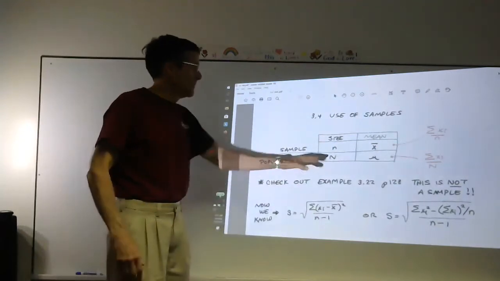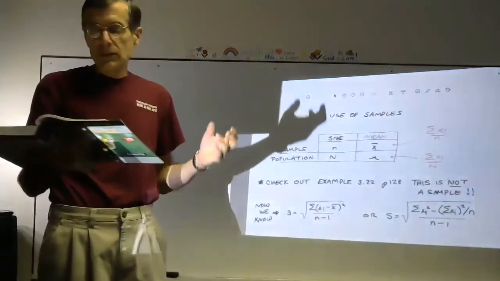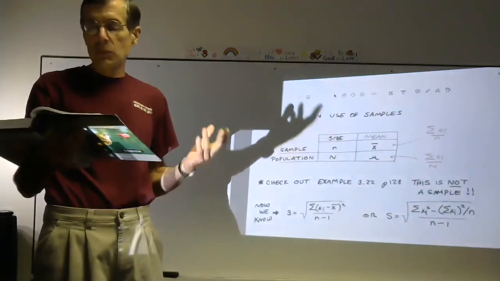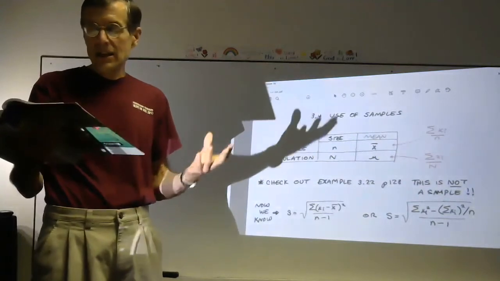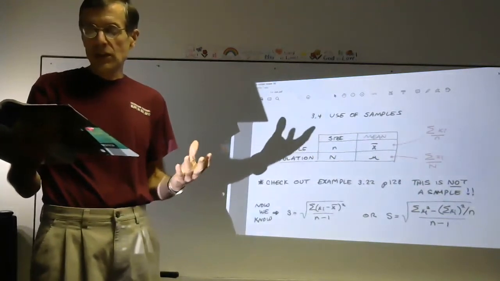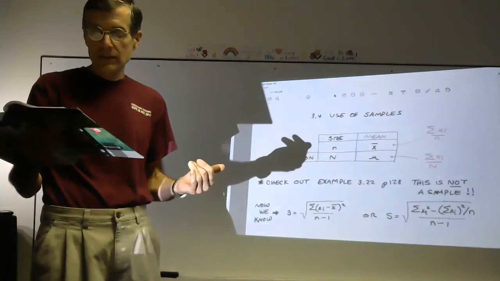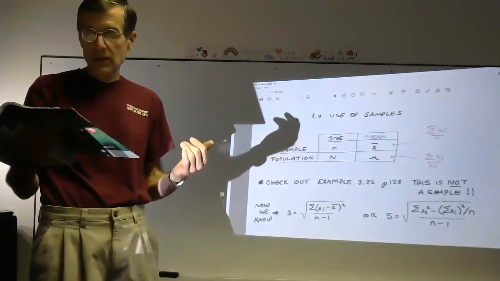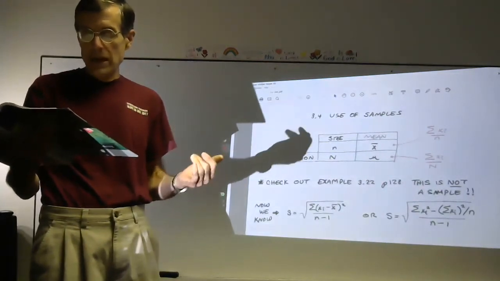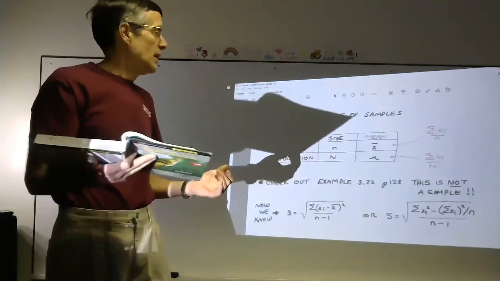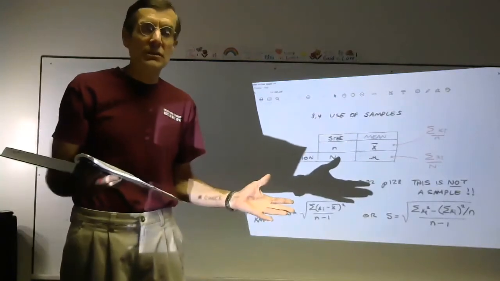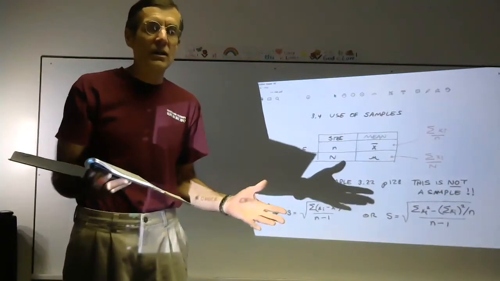But anyway, example 3.22 on page 128 is the U.S. Women's Olympic Soccer team from way back in 2008, and it's the entire team. And you can see the chart that's given there. They have all the heights of the women's soccer players. They have the weights in kilograms of all the soccer players. This is the entire population of the women's soccer team. This is not a sample.